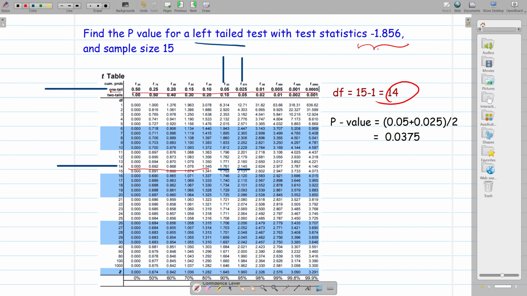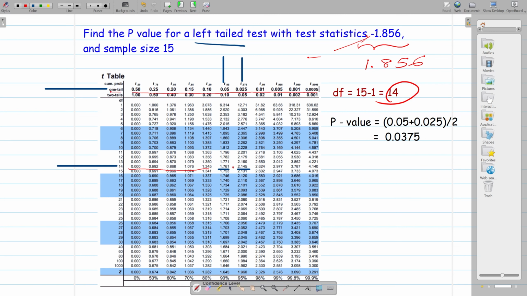When you see a minus sign in a test statistic and you need to find the p-value using the t-table, first drop this minus, and then the value you should look for is 1.856. No need for that negative sign. You should look for that value in this 14 degrees of freedom row. So you see that it is located somewhere between 1.761 and 2.145, right? So you should consider the one tail values here and here.